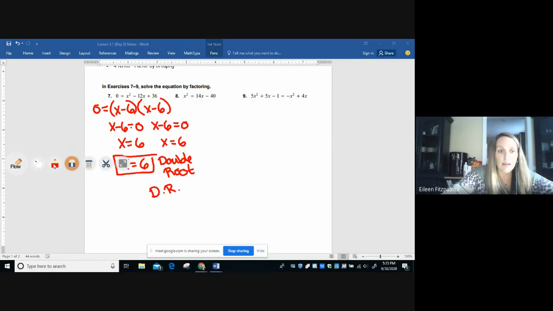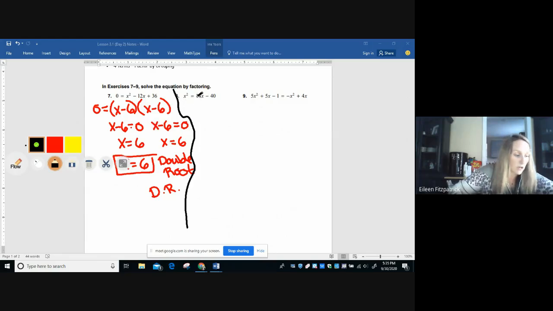The next problem, let me see if I can just draw a line and leave my work up, see if there's enough room. The next problem is not set equal to 0, so that's the first thing we're going to do. I'm going to leave my x squared term positive, so I'm going to move the 14x over by subtracting and the 40 over by addition, and set it equal to 0. Then you look for a GCF.